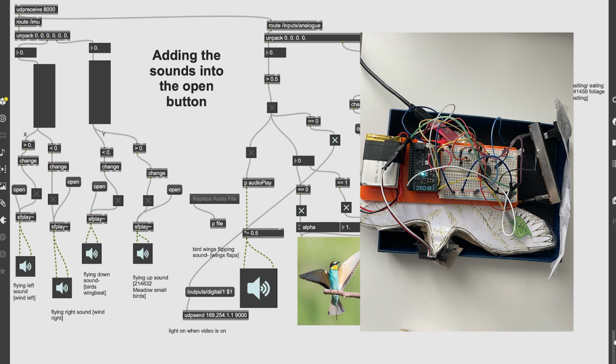Firstly, the sound clips have to be reloaded into the open button every time the patch is opened. Besides, some sounds were too loud, especially the wind sound. Buttons can also be improved as they do not feel like part of the bird.